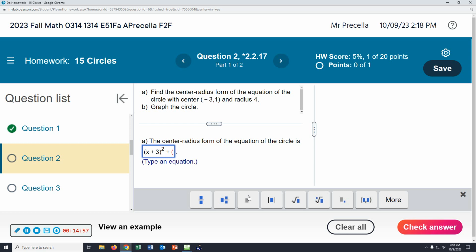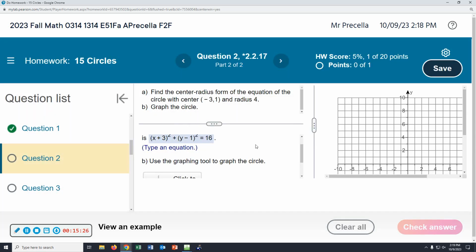Plus, left parentheses, y minus 1. Do any of y'all use those key shortcuts? A shift up arrow does the same thing that the superscript button does. Square, right arrow, equals 16. Is that what I wanted to type? Yes.